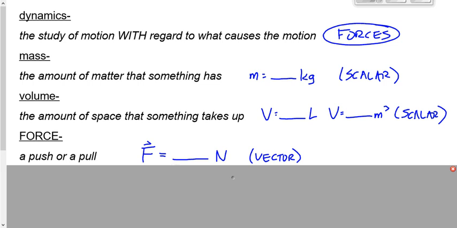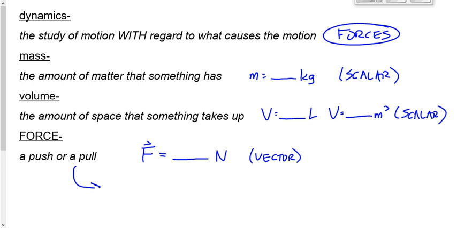Now, there's 3 things that a force can do, 3 effects that a force can have, 3 things that a force can change. A force can change, is your hand going up there? Yes, it can accelerate. In other words, it can change the velocity of something. It can cause something to speed up or slow down.